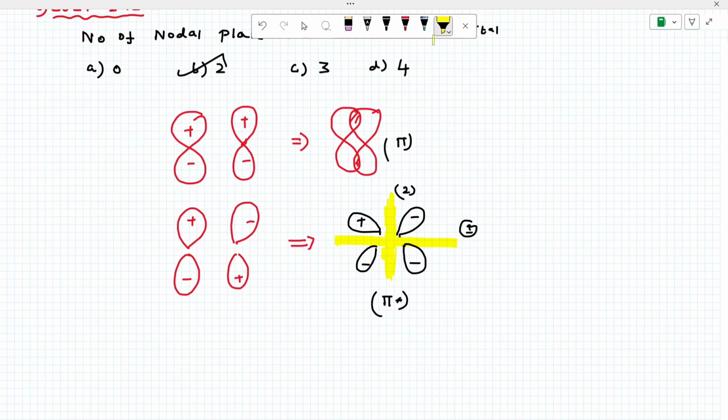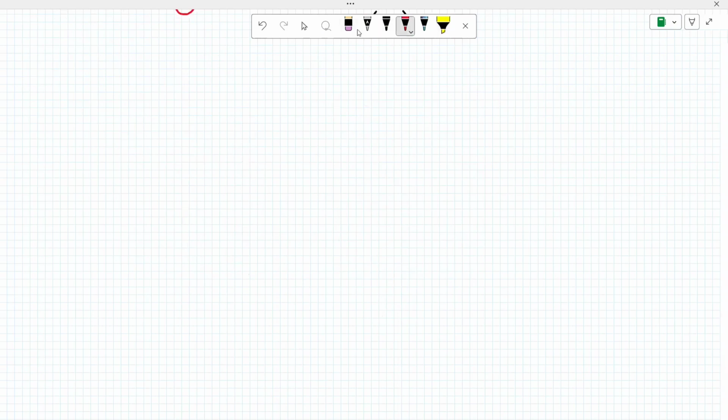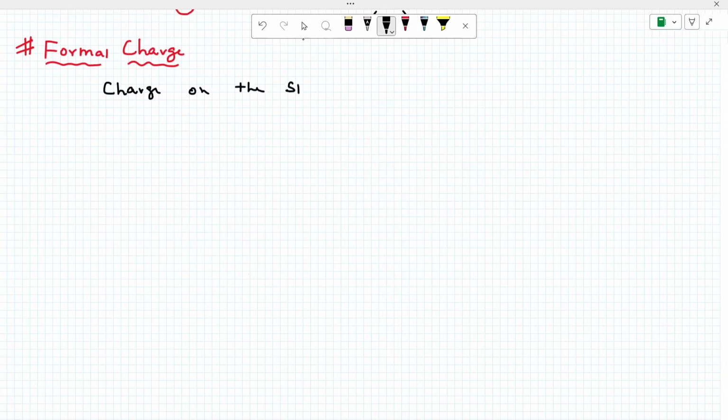Okay, this is a small topic. These are the basics. That is called formal charge. Basic one, please note. Next topic, a new topic: formal charge. What is formal charge? It is the charge on a species in the molecule.